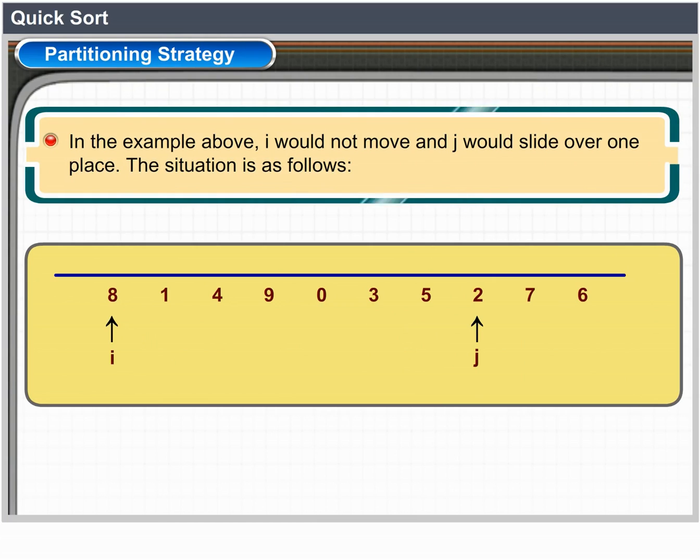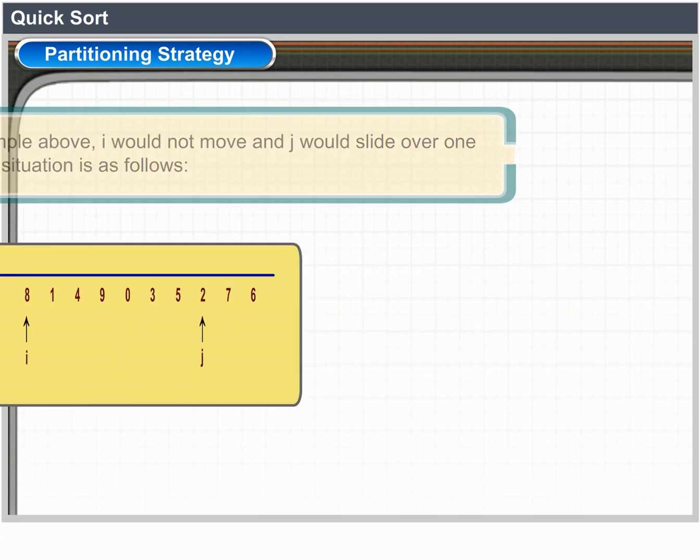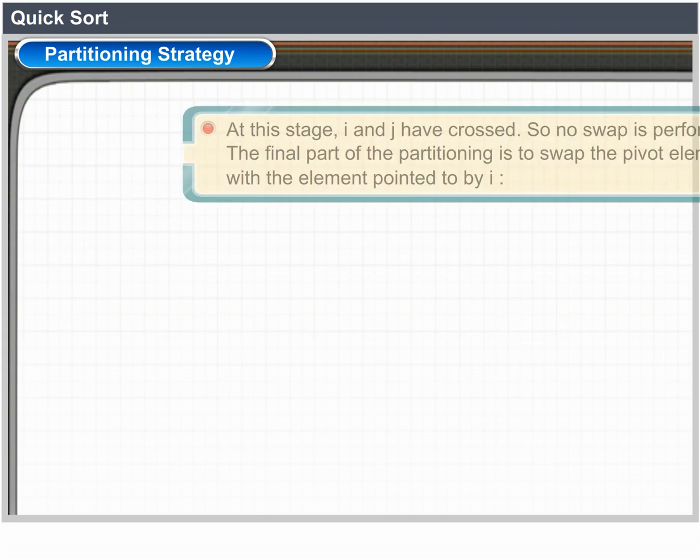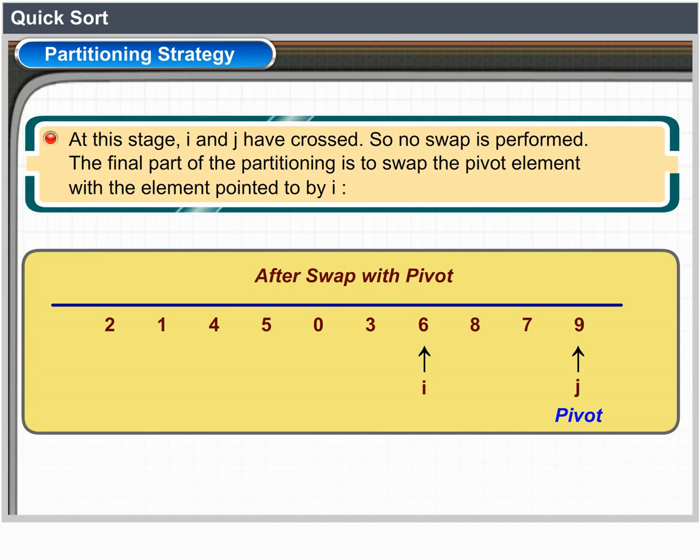This situation is as follows. We then swap the elements pointed to by I and J and repeat the process until I and J cross. At this stage, I and J have crossed, so no swap is performed. The final part of the partitioning is to swap the pivot element with the element pointed to by I. The result after the swap with the pivot is shown in this figure.